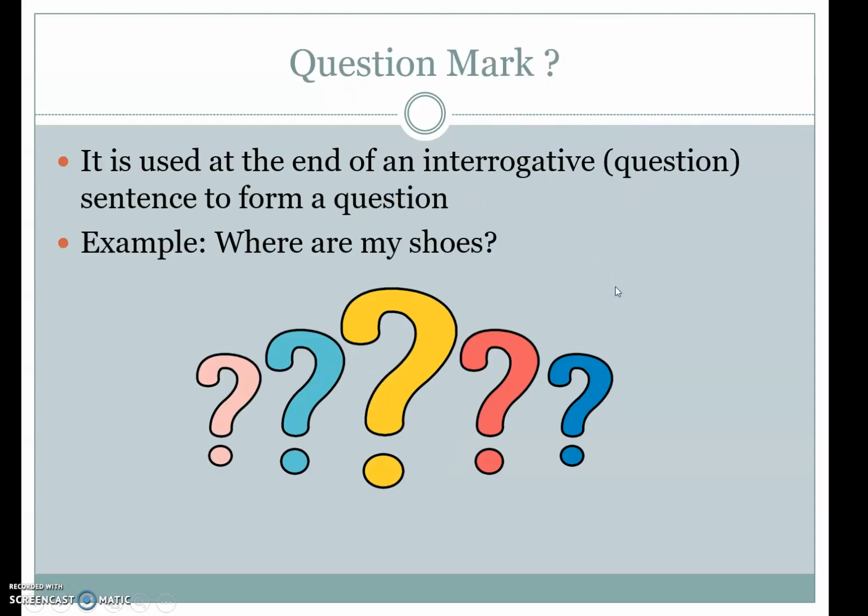Next is the question mark. The question mark is used at the end of an interrogative. Now, interrogative is when you ask someone a question. If we refer to when a police officer is asking a victim questions to find out who is the suspect, that is called interrogation. That is when questions are being asked. So a question mark is used at the end of an interrogative sentence to help form a question.